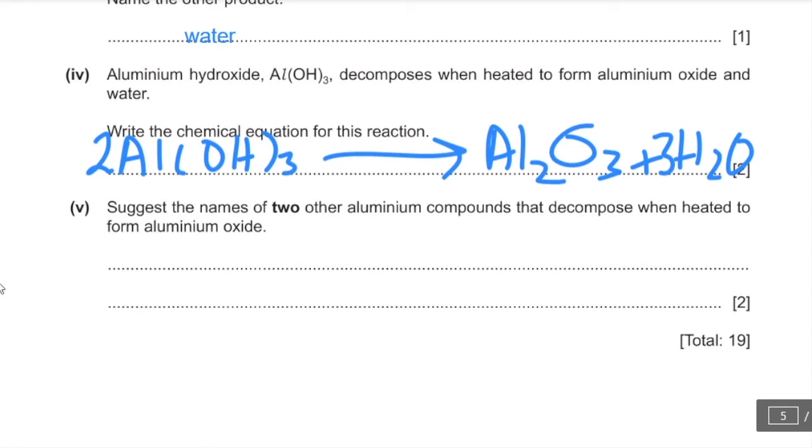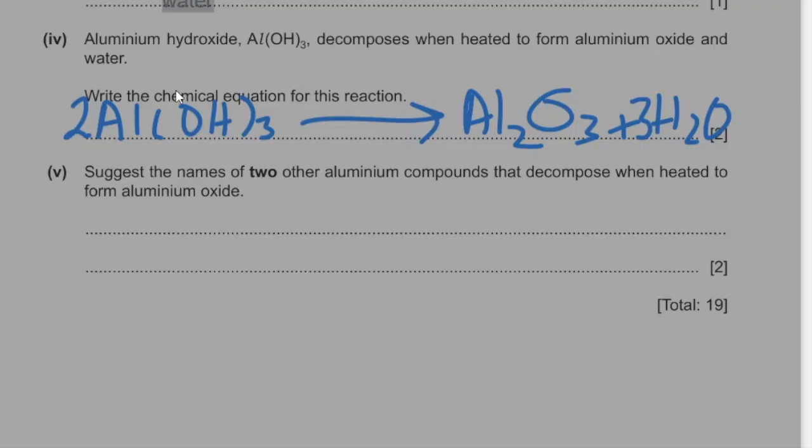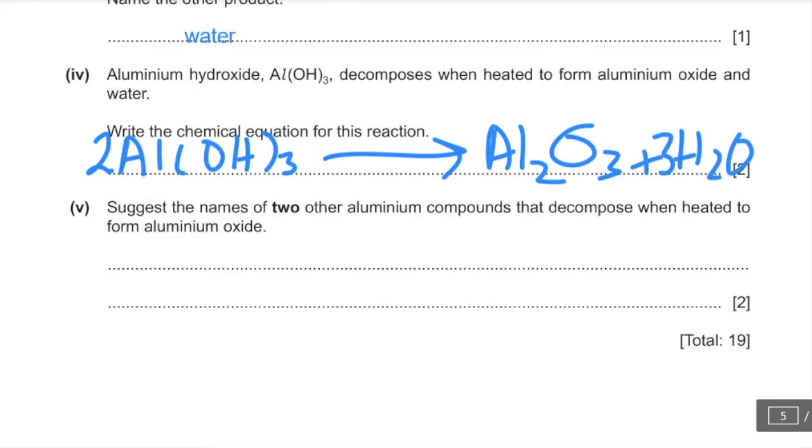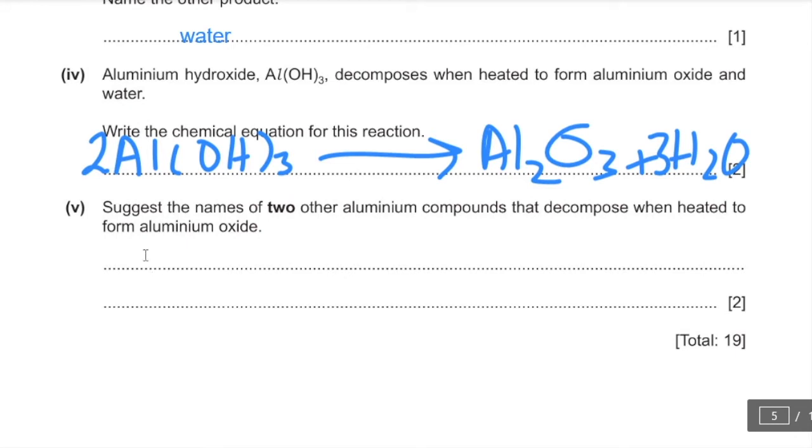5. Suggest the names of 2 other aluminium compounds that decompose when heated to form aluminium oxide. So those are aluminium carbonate and aluminium nitrate.